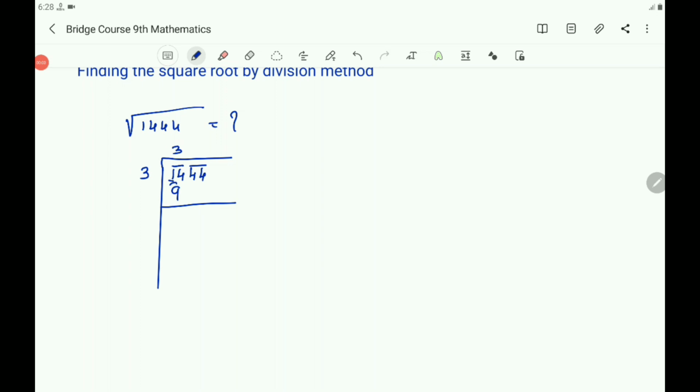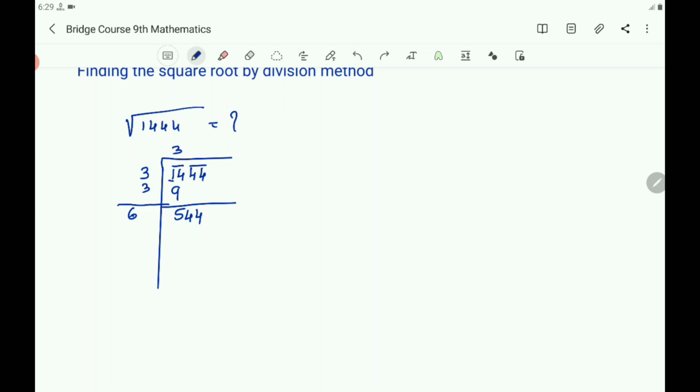Then subtract this 9 from 14. You know that 14 minus 9 is 5. Next you take the second bar, that is 44. Bring down the number under the next bar. Then here we have to add the same number, 3, then it becomes 6. Or directly you can take the double of it also. 3 plus 3 is 6. Then here 544 is there.